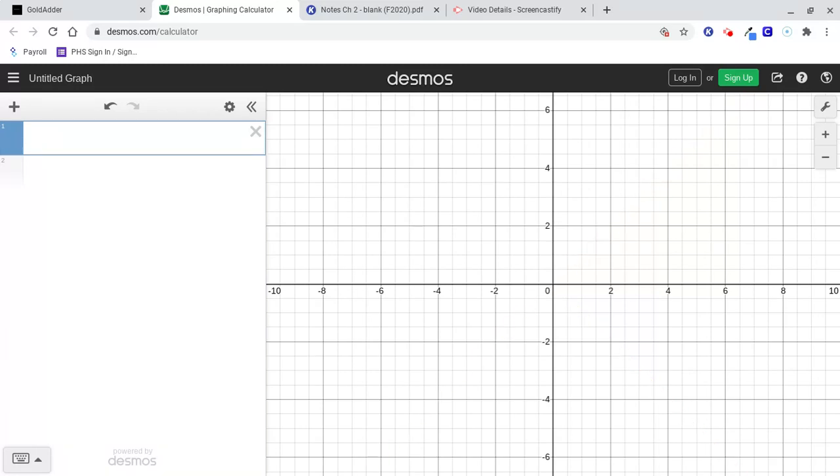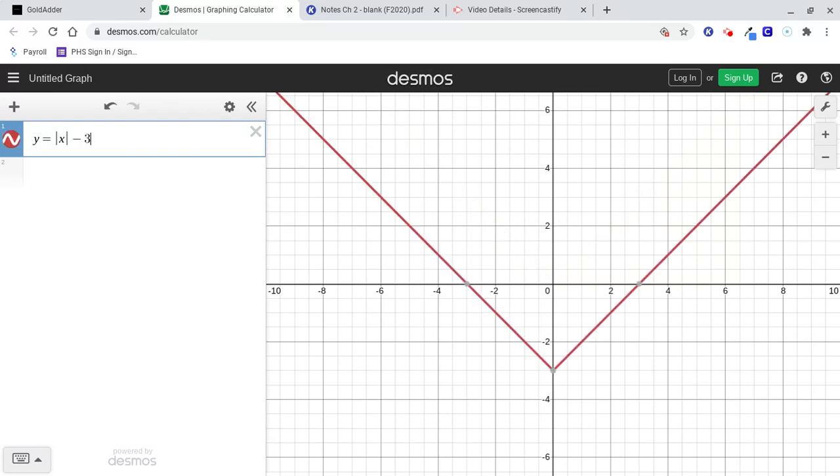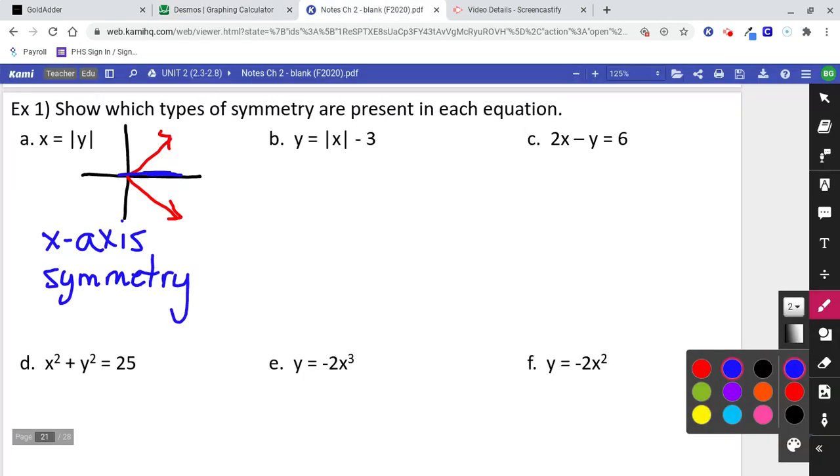And this one was y equals absolute value of x minus 3. Okay, and it's another V shape. And we can see the vertex is down at 0, negative 3. It looks like it folds over the y-axis onto itself. So this one appears to have y-axis symmetry. A quick sketch of this would look something like this. That has y-axis symmetry.